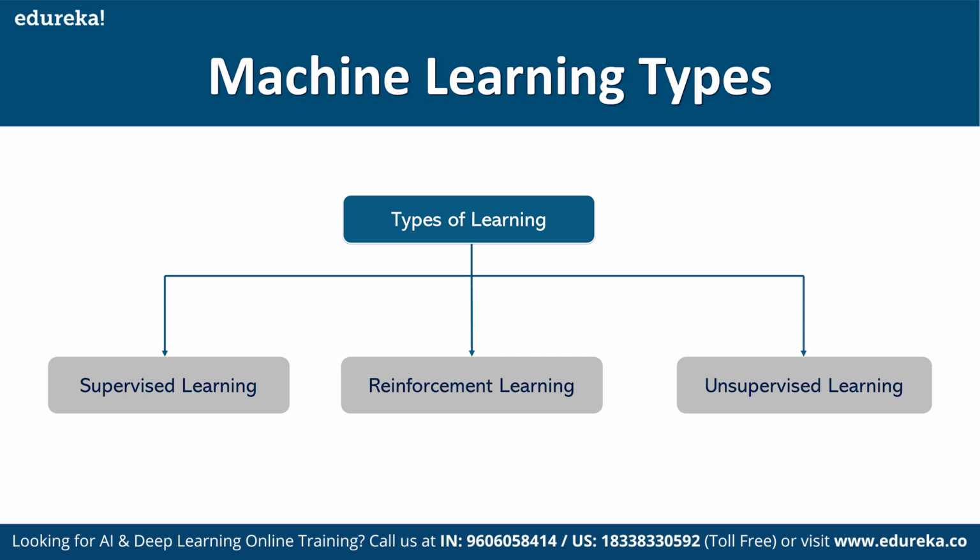Okay, reinforcement learning is like teaching a robot how to walk on a path. If it goes the wrong way, we tell it, okay, this is wrong, so don't go that way. So next time it will not do that. That is called reinforcement learning.